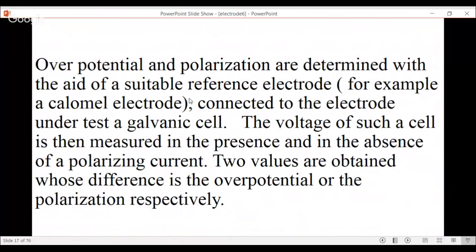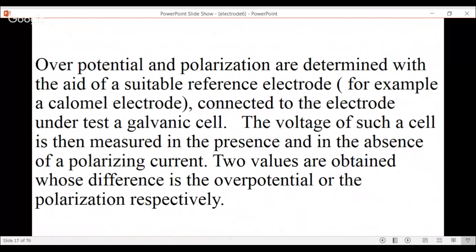Overpotential and polarization are determined with the aid of a suitable reference electrode. The usual reference electrode is the calomel electrode. We will show you the calomel electrode construction. One has to construct a calomel electrode. Today you are always buying the electrode, and I think it is good to buy. I am not saying that you should, but the concentrations of the material must be such that the activity is unity. We will come to it later on.